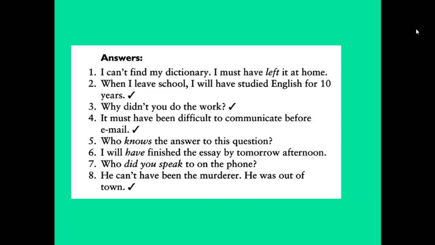Then number 7, who you spoke to on the phone. Here we don't have an auxiliary verb, so we have to put an auxiliary verb. Who did you speak to on the phone? And number 8, he can't have been the murderer. He was out of town. This sentence is true and it doesn't have any mistakes.